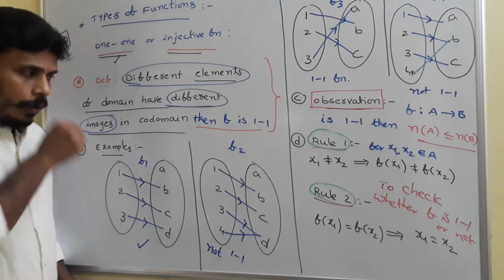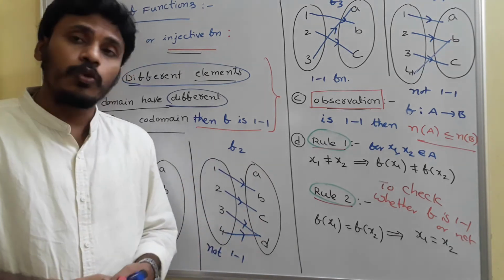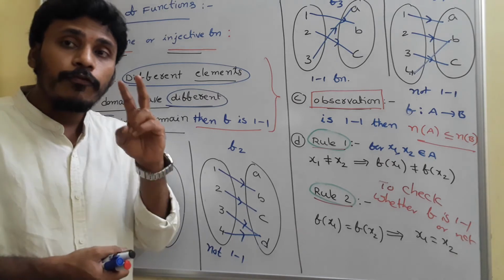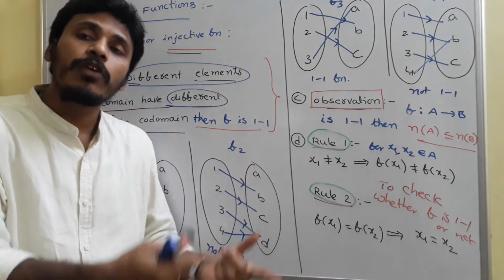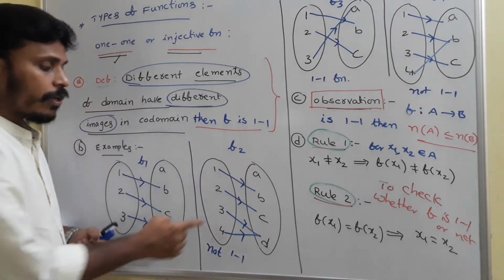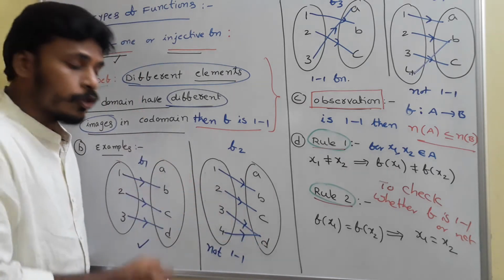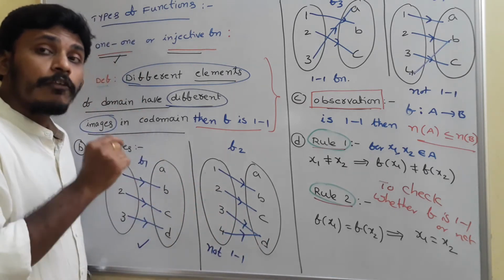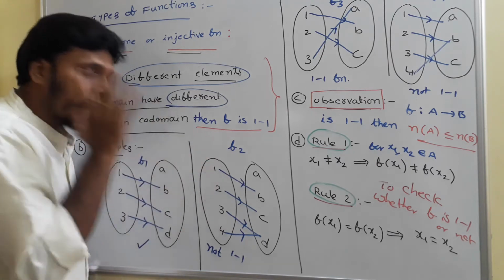And rule 2 is simply another way of expressing rule 1. In rule 2, suppose the images of two elements are equal, then automatically those two elements also become equal, and we say it is 1-1. See, suppose f(3) is D, f(4) is D. f(3) is equal to f(4) is true here. If you are able to say that 3 and 4 are equal, then you call it 1-1.